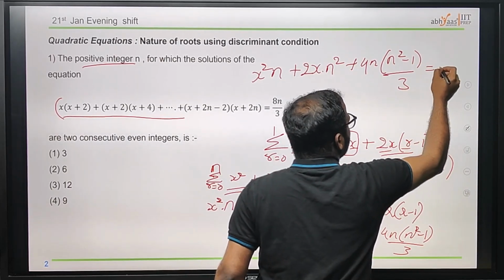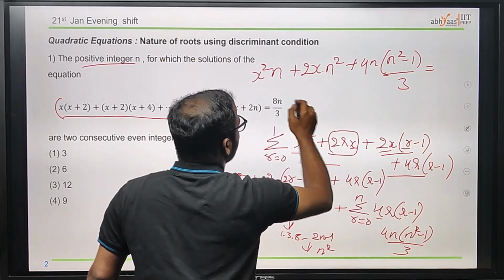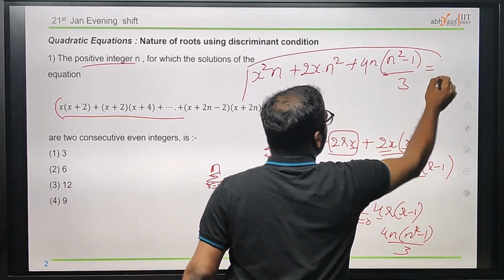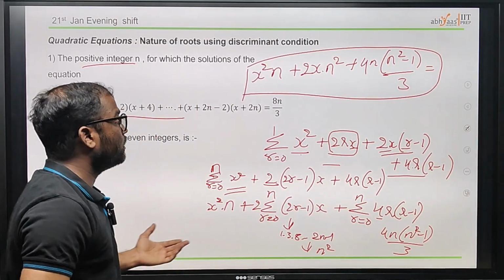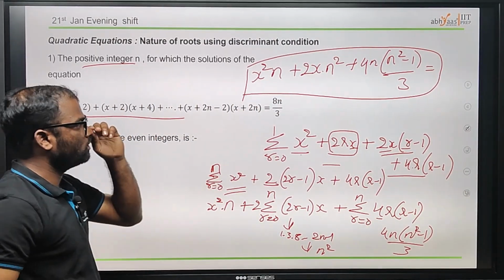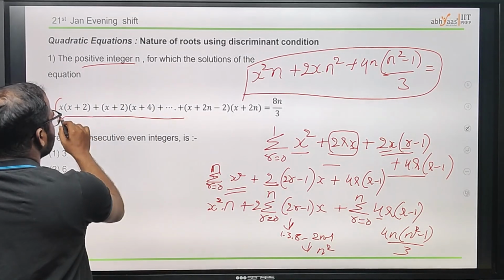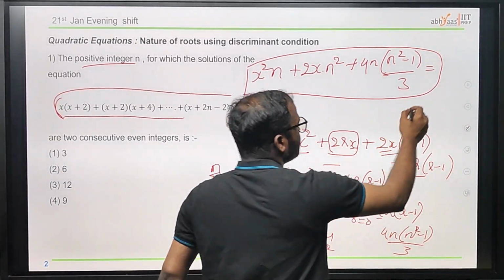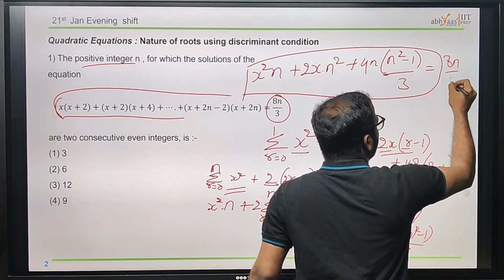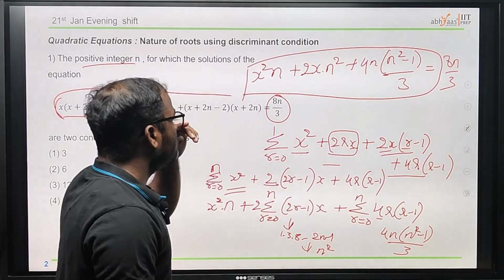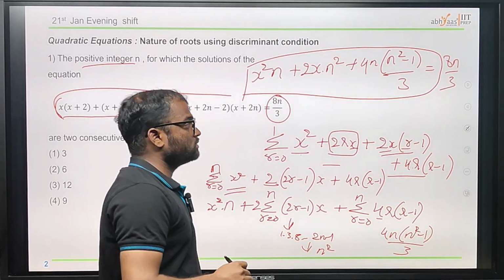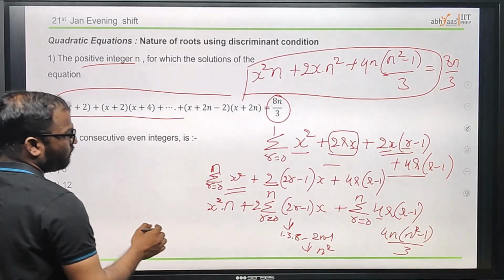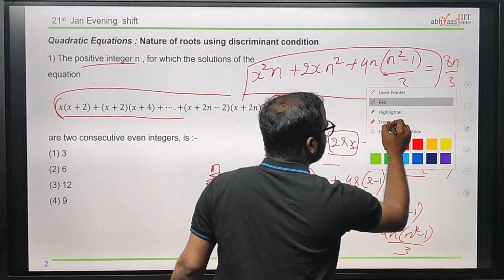Okay, which is equal to, we see here we have this one after removing the summation of it. Okay, now if we observe, the given whole sequence is equal to 8n by 3. Okay, therefore this will be equal to 8n by 3. Okay, now if we observe, we can make a quadratic equation from this. Okay, from this we can easily see the quadratic equation.